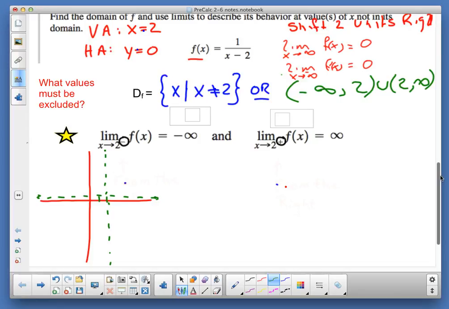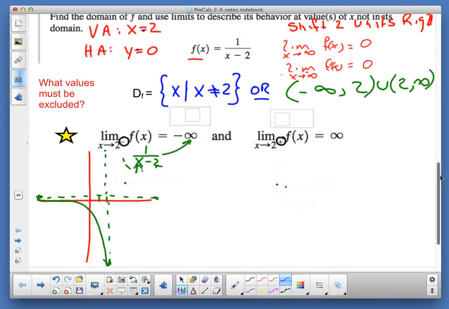If I'm really putting in a number on the left side of 2, that x is smaller than 2, so my value is negative. When I come out with a value smaller than 2, I get a negative value. I divide that into 1, and that's where the negative infinity comes from. So I'm approaching from the left side of 2, and my graph is going to dive down to negative infinity.